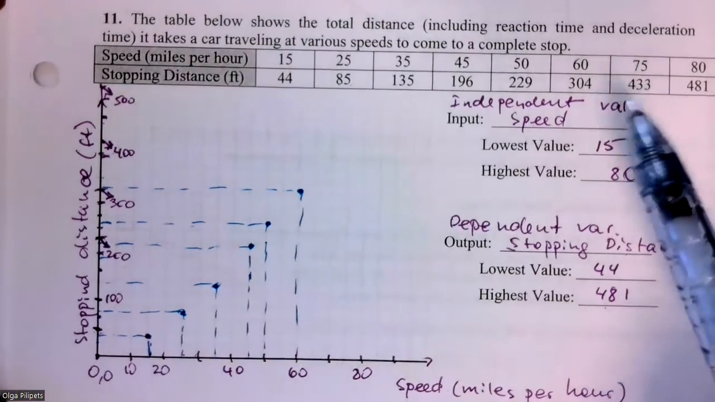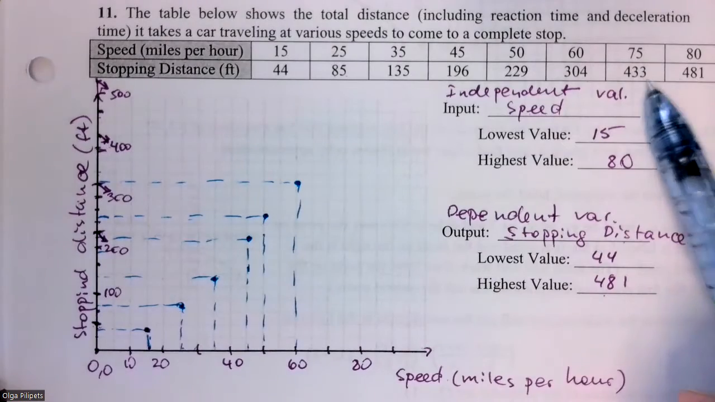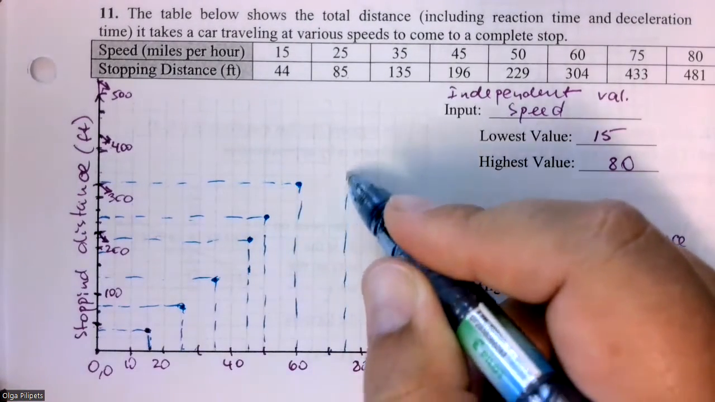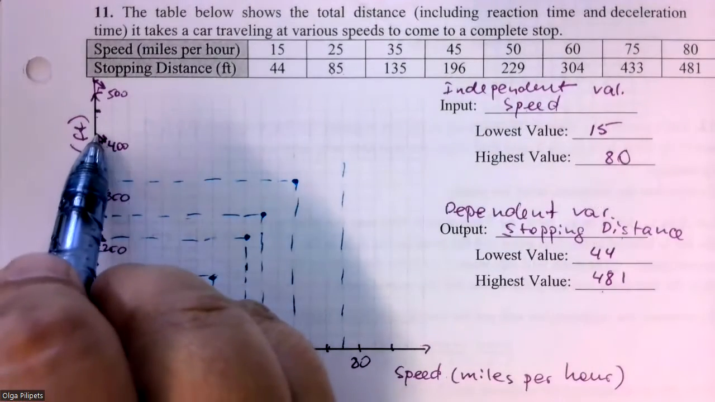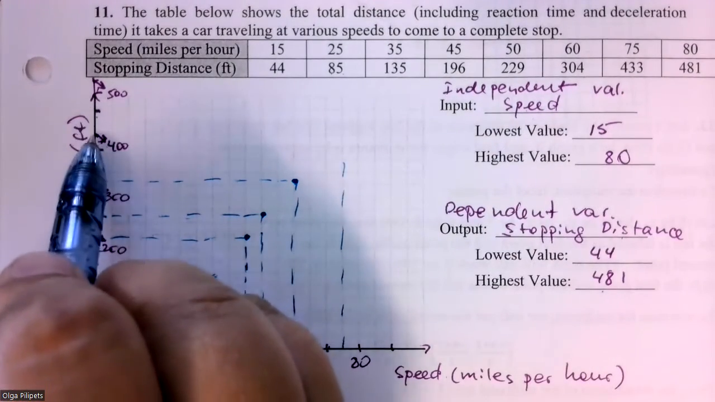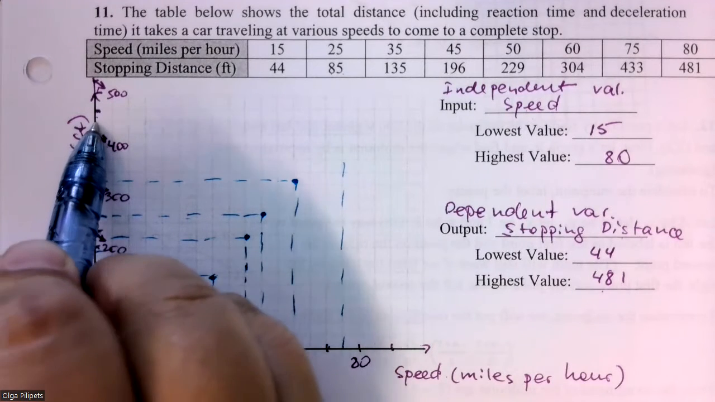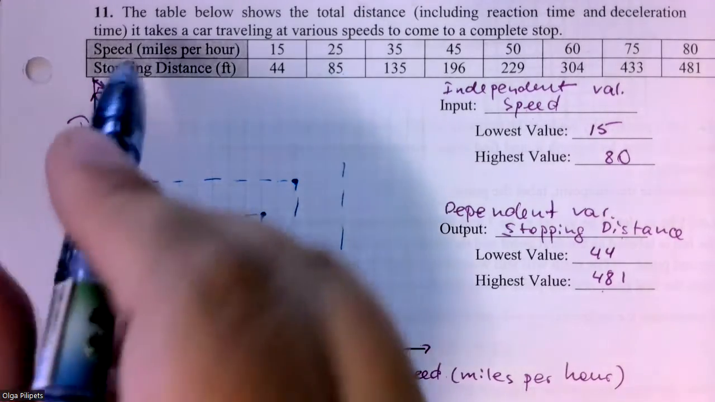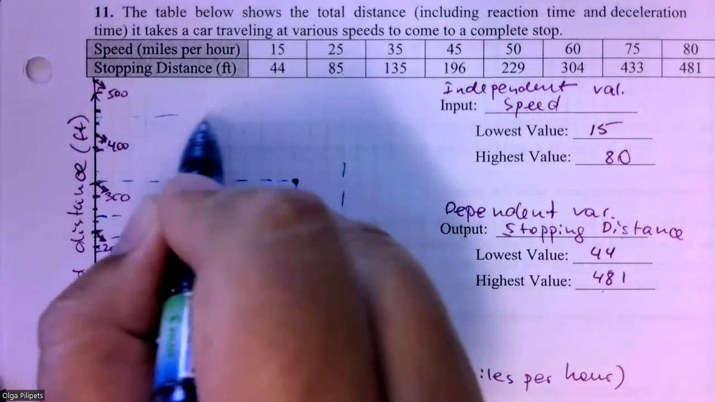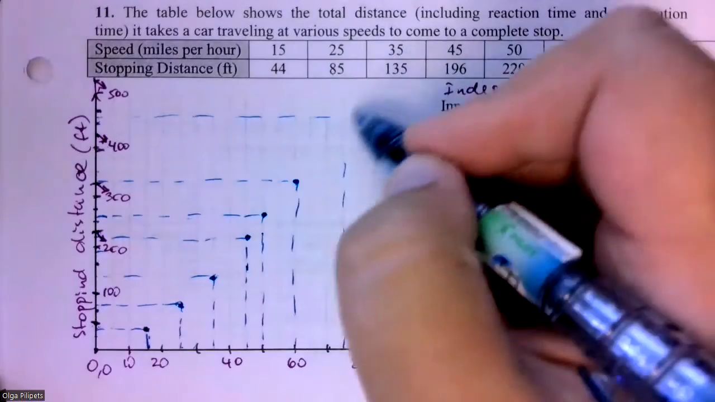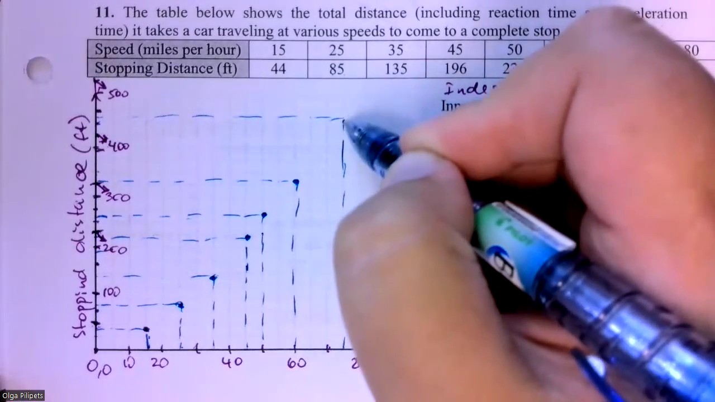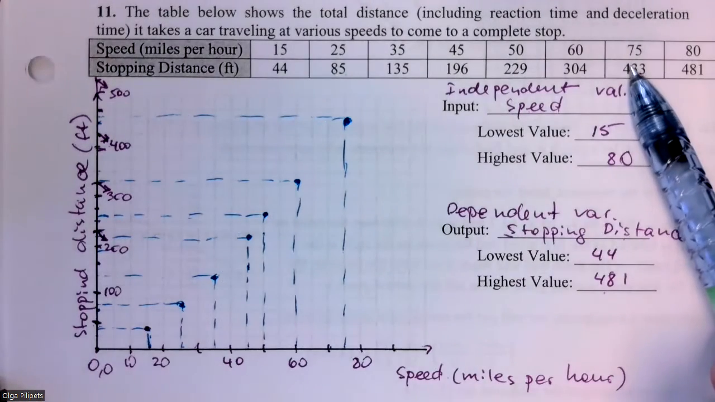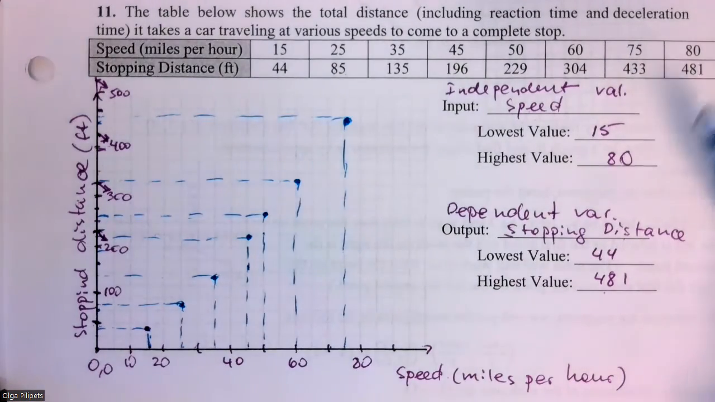Okay, next one, 75, 433. So 70 is right here, 75, 433. So this is 400, this is 450, this is 425. 25, 50, 33, kind of in the middle. So that's my point. And the last one is 80 and 481.